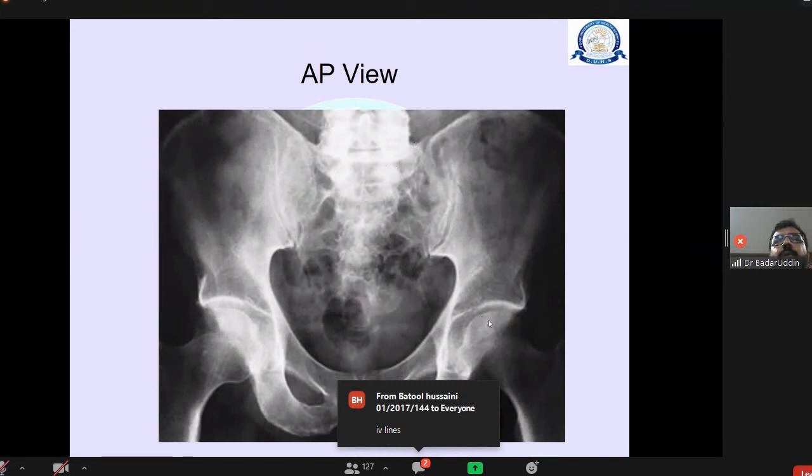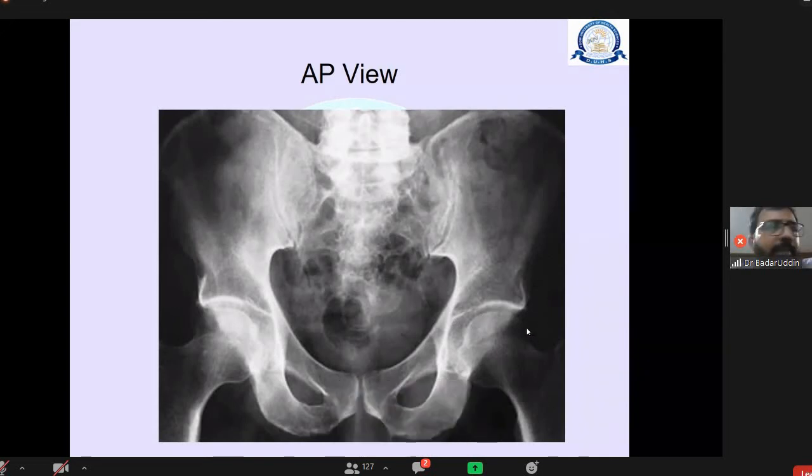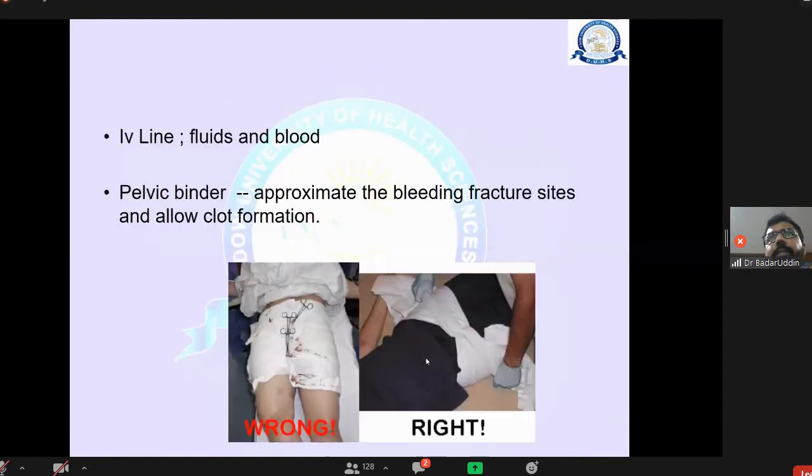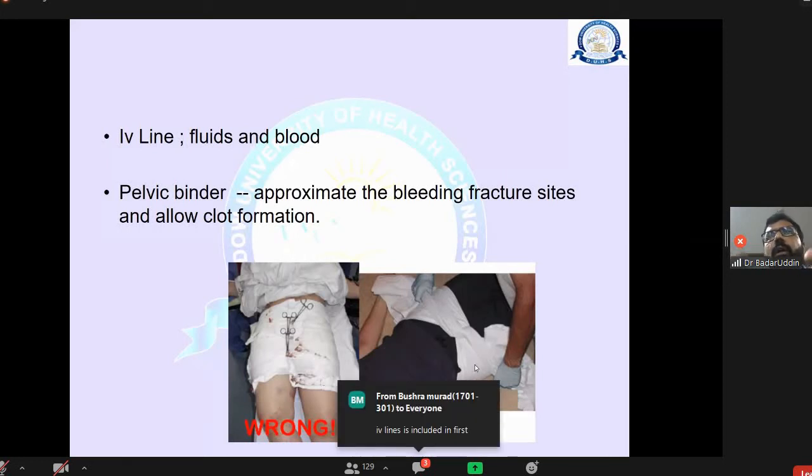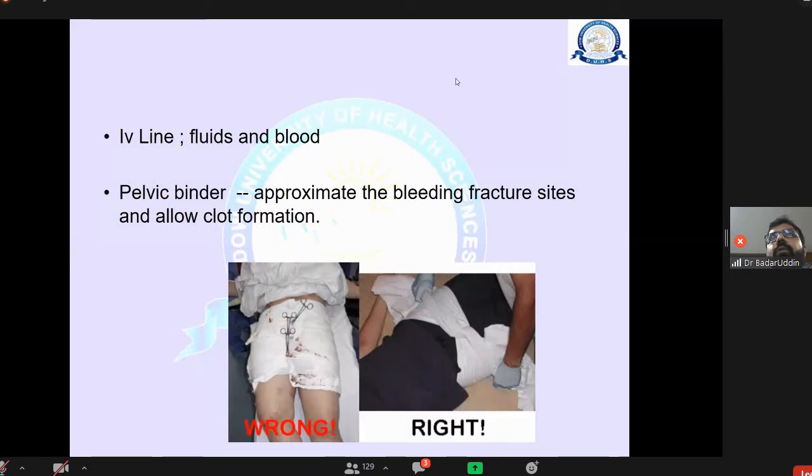Binder is basically you need to take a sheet or bed sheet and apply the sheet around the greater trochanters. If you apply it around the greater trochanters and close with a knot, the room in the pelvis will close. That will close the anterior aspect of the pelvis and decrease the chance of bleeding in the pelvis. So we can put this binder on for around 45 minutes to 1 hour.